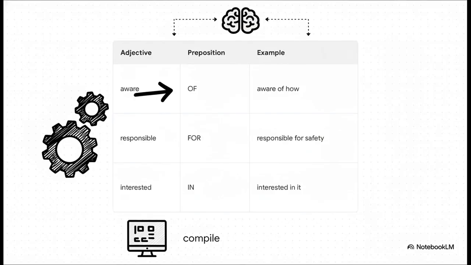Now, if there is one thing that causes massive prepositional crashing, it's trying to guess which small word follows an adjective. Guys, we can't guess. These are hard-coded units. You are aware of, you are conscious of, you are responsible for, you are interested in, and you are good at. We literally must learn these pairs together as a single unit to make sure our code compiles correctly.